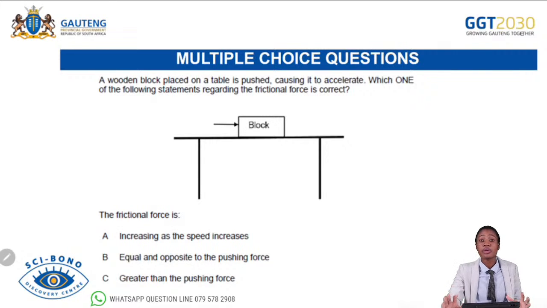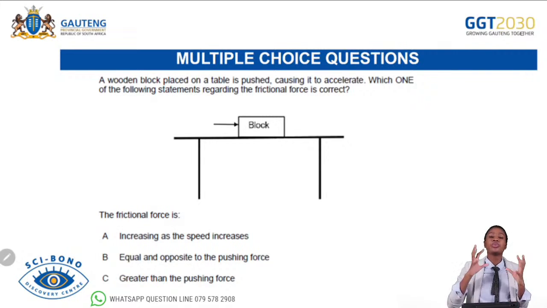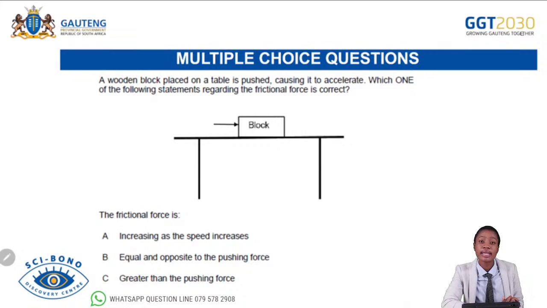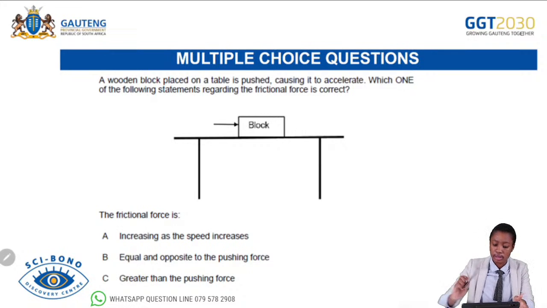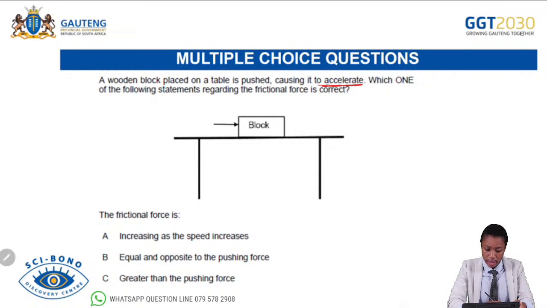With that said, I have a multiple choice question for you to do. So we will use those steps together, and then I'll give you the second question where you will do it on your own. So here it says that a wooden block placed on a table is pushed, causing it to accelerate. So I'll underline accelerate. Which one of the following statements regarding the frictional force is correct?